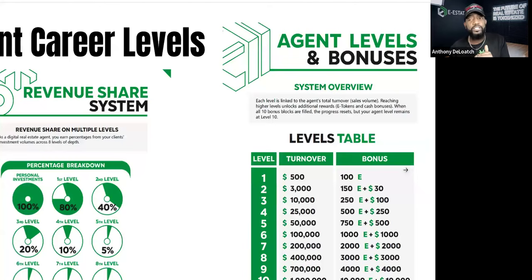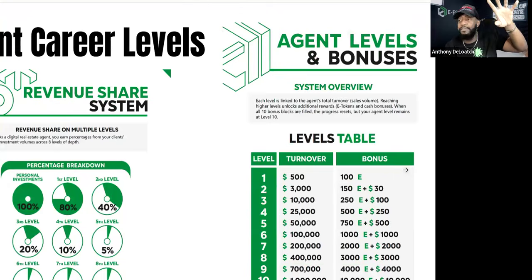Look, your personal purchases count 100% towards your agent volume. The purchases on your first level count 80%. On your second level, it's 40%. On your third level, it's 20%. On your fourth level, it's 10%. On your fifth level through your eighth level, it's 5%. The cumulative amount of those totals equals your turnover, and that's what escalates you through these career levels. Every time you hit a new career level, you get a bonus consisting of ETK, our reward token, and cash bonuses that you can withdraw in crypto. This goes up to agent level 20.